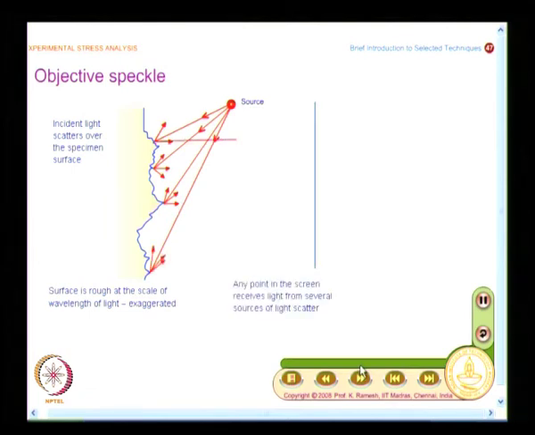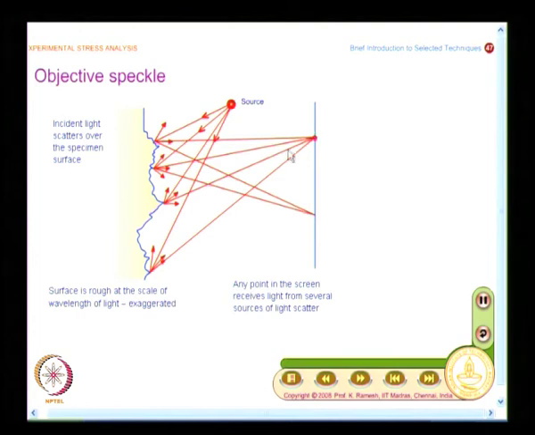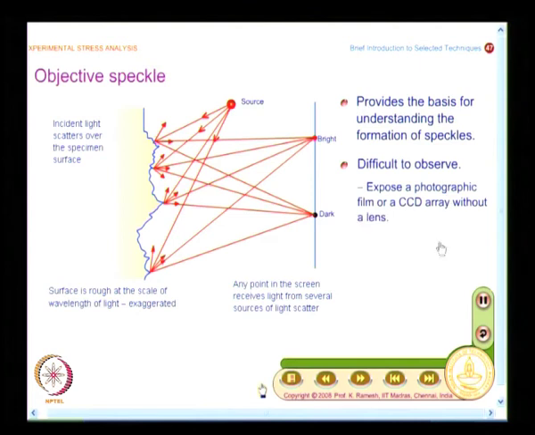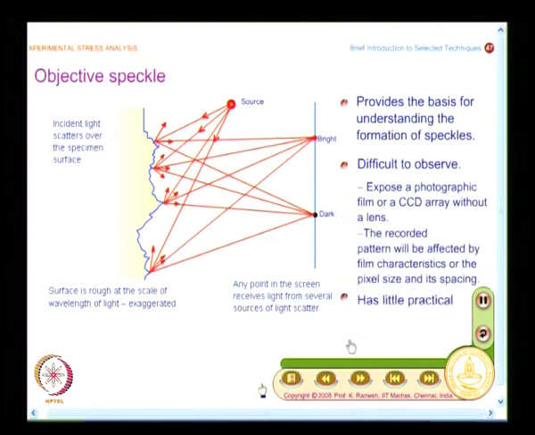Because if you understand this, then your appreciation of speckle methods becomes a lot more clear. So, I have a dark fringe formed, I have a bright fringe formed, and I get light from all points of scatter, and the points are summed one after another. You understand that it helps you to understand formation of speckles, difficult to observe, and we finally say that it has little practical applications.